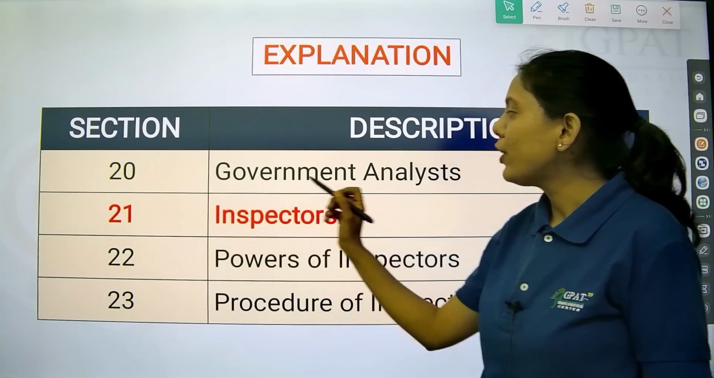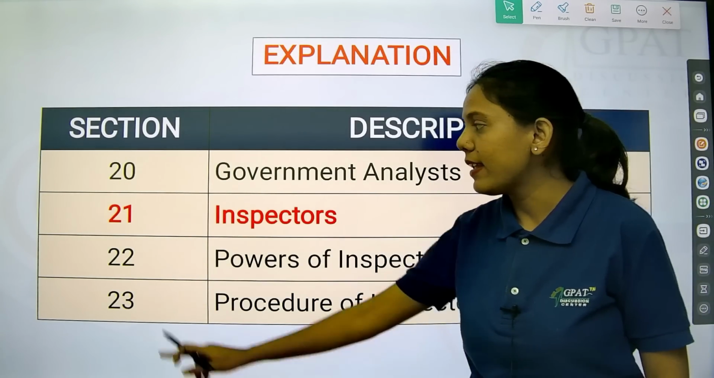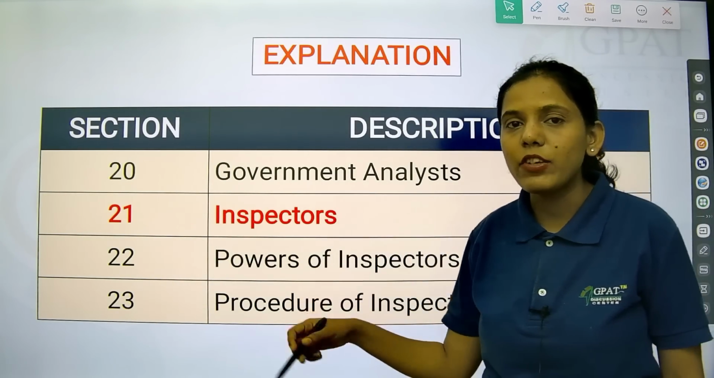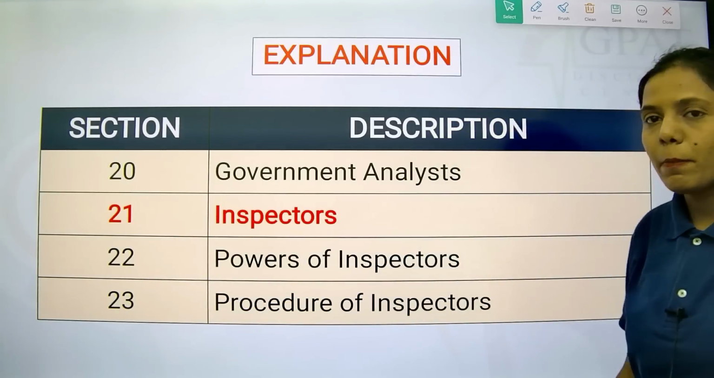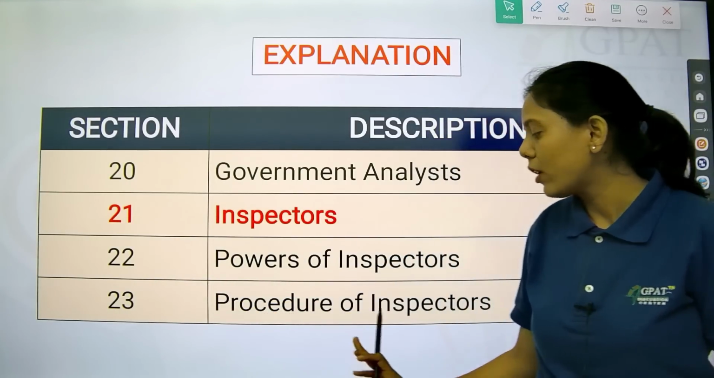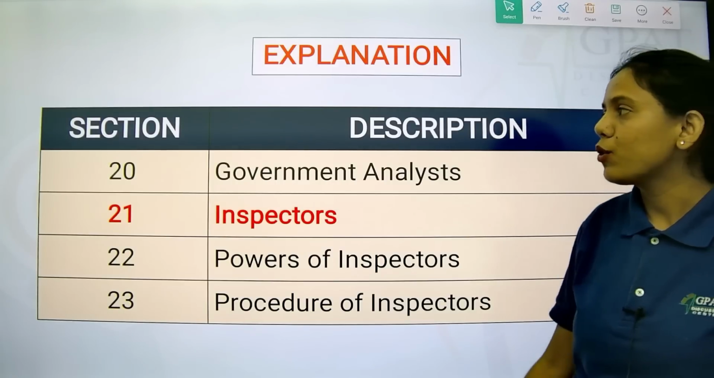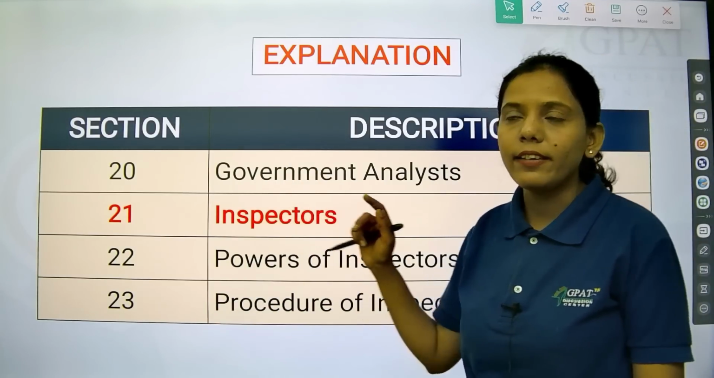So see here, section 20 is for the government analyst, section 21 is the inspector, which they have asked in the question. Section 22 is for powers of inspector and section 23 is for the procedure of inspector. So these are the various sections and their description.